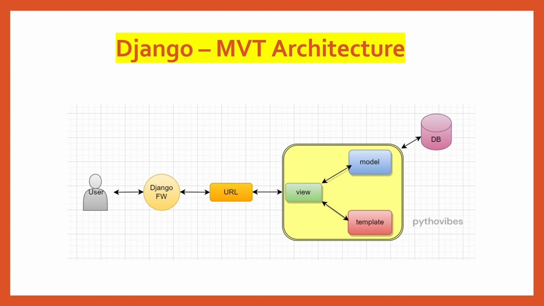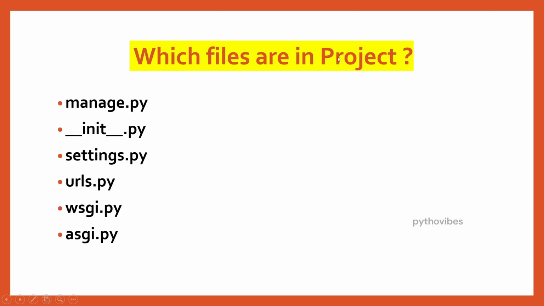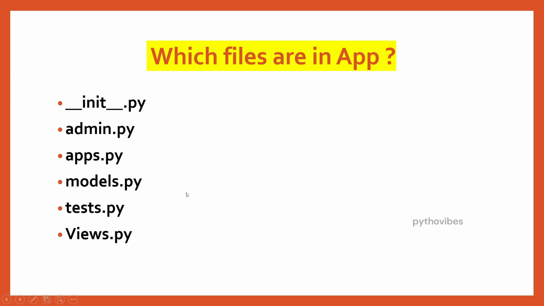So now let's start with the files in a Django project. These files are crucial for setting up the foundation of your web application. Basically, we will see what the files in the project are. We will have manage.py and __init__.py. Inside this project folder, we will have these files: __init__, settings.py, urls.py, wsgi.py, and asgi.py. And then we also have the app folder. Inside this app, we have __init__, admin, apps, models, tests, and views.py. I'll explain one by one what is happening.